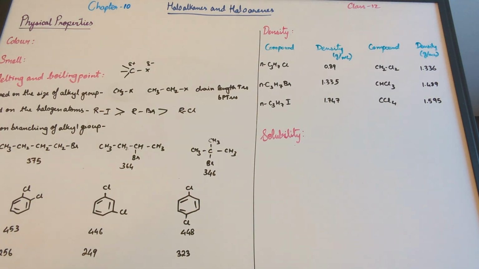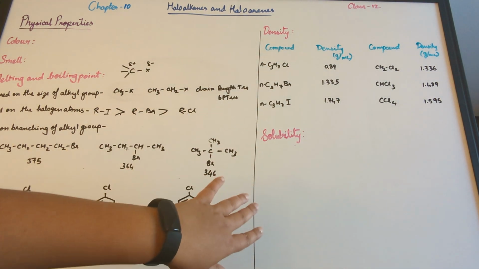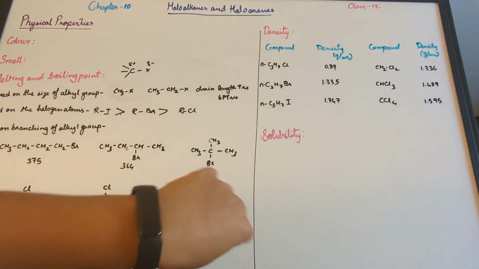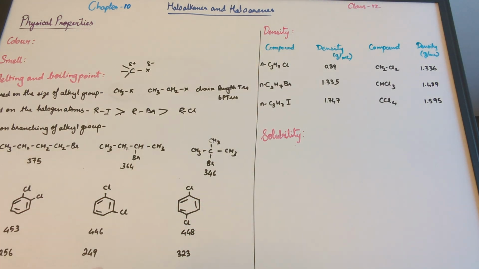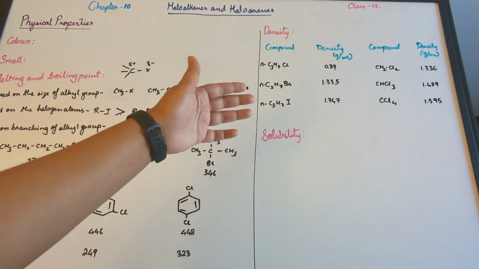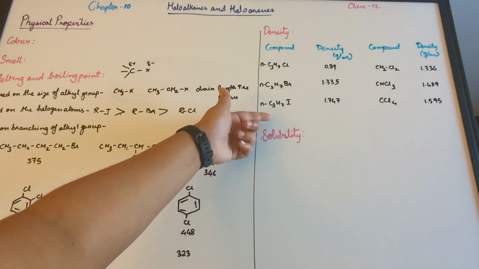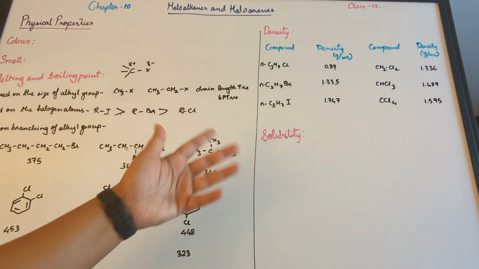So the density varies with three things. First of all, it increases with increase in the number of carbon atoms. We don't have an example in your textbook where you have a variation with respect to the number of carbon atoms, but as such, density increases with increase in the number of carbon atoms. The next one is when you have the same molecule with different halogen atoms: as the mass of the halogen atom increases, the density also increases. So C3H7Cl has the least density compared to C3H7I, which has the highest.